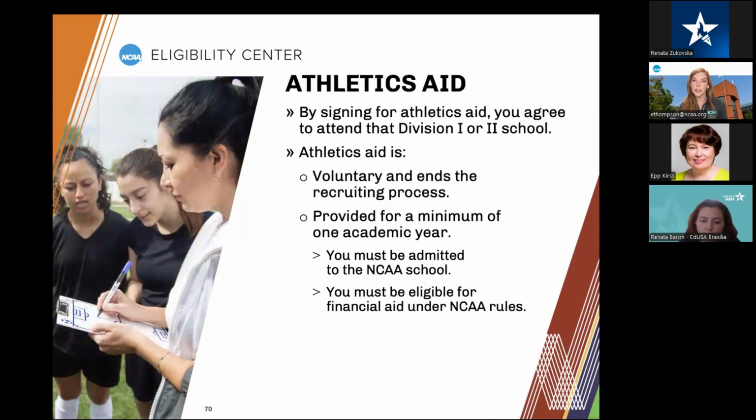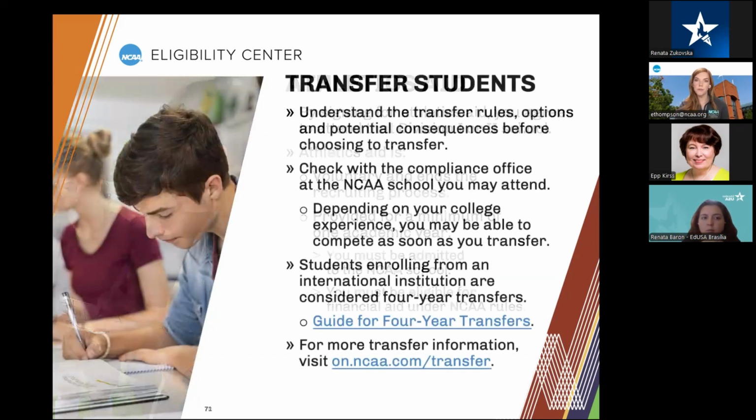And then again, athletics aid that's offered at a Division I or II school, you don't have to sign with a school, you can. And if you do, that ends the recruiting process for other schools, and they are no longer able to contact you once you've signed with a school that commits you to that school for one academic year. And then you must be eligible through the NCAA Eligibility Center in order to receive that scholarship.